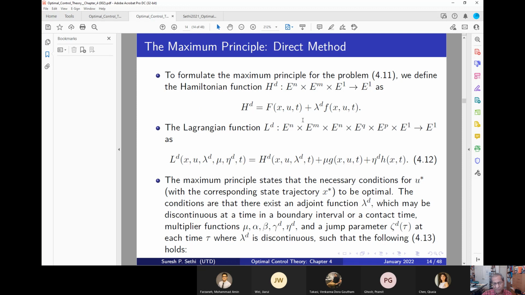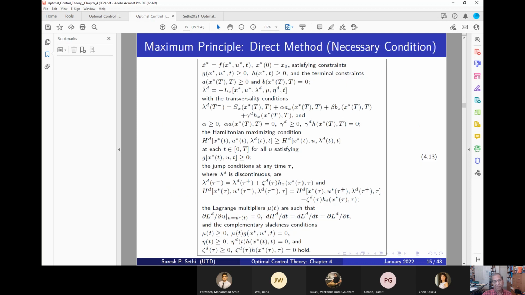So the maximum principle now is that there exist all these multipliers such that x star satisfies this equation. It's a dot here, you see. Constraints are satisfied, both mixed and pure. Terminal conditions are satisfied. Lambda dot D, which is the derivative of the Lagrangian, is satisfied.